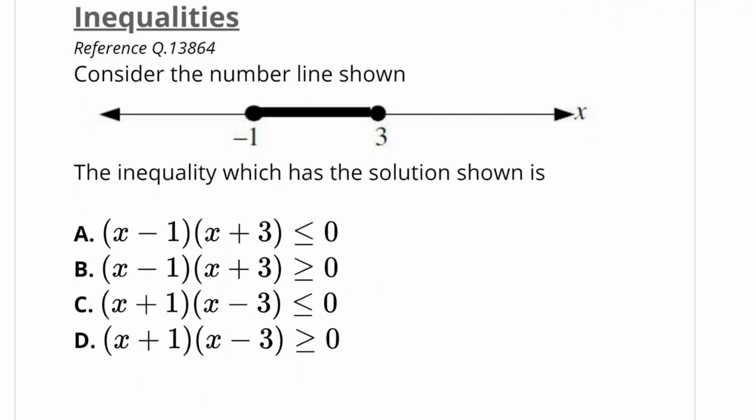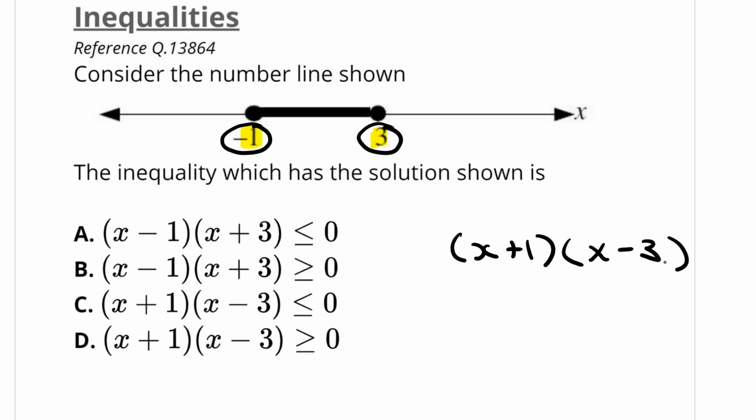So consider the number line before. We've got to find the inequality which describes the solution. These are the solutions, negative 1 and 3. If you have to create a quadratic, you need the opposite sign. So what's the opposite of negative 1? Well, it's plus, so x plus 1. And the opposite of positive 3 is x minus 3.